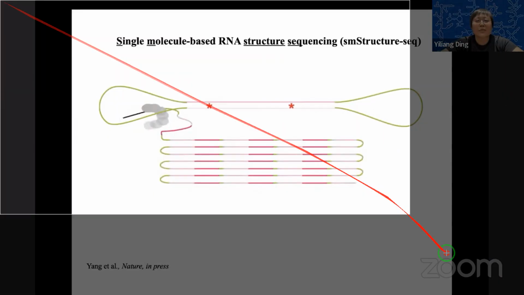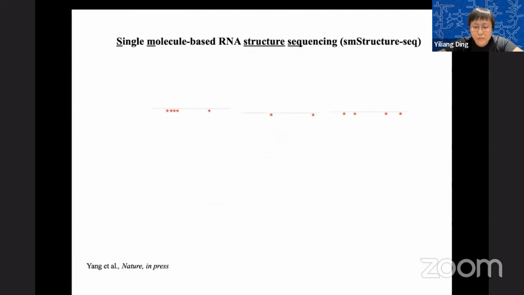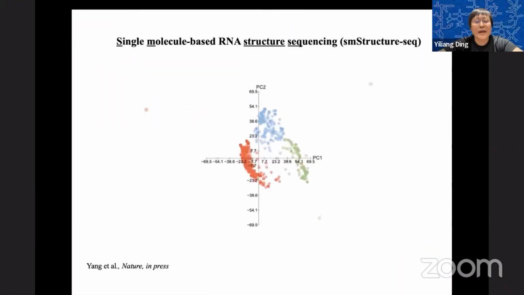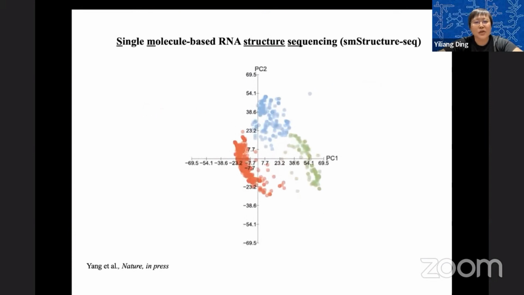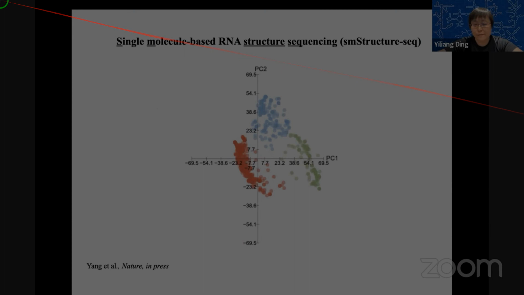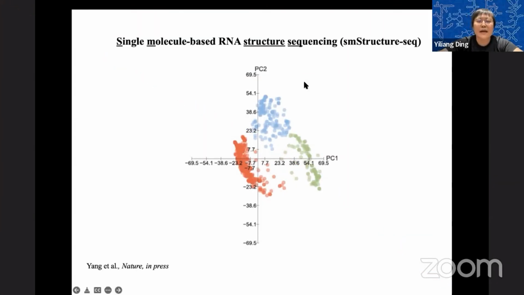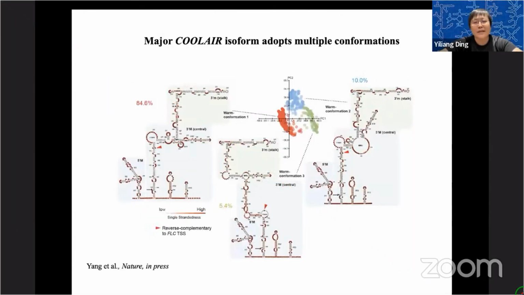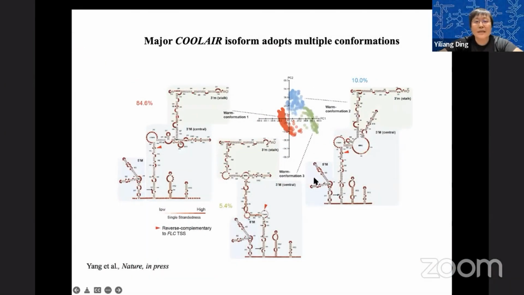After that, we generate high-fidelity reads of the mutation profile of every single molecule, representative of every single RNA structure conformation. Using this method, we can capture almost all the in vivo RNA structure conformations for this single isoform. Then, based on structure similarity, we can cluster these structures into different groups. This major COOLAIR isoform clusters into three major RNA conformation clusters. You can see one is about 85% of the RNA population, 10% of this one, and 5% of this one.